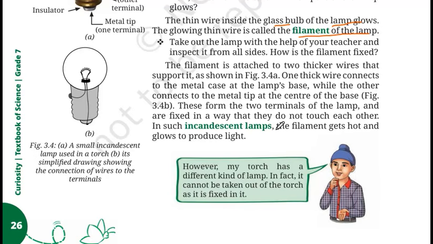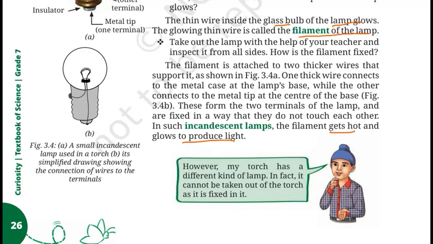In such an incandescent lamp, the filament gets hot and glows to produce light. So how does it glow to produce light? When you give it electricity, what happens? This electricity is converted into heat energy and it heats up the filament, the thin wire. When the thin wire is heated to a huge extent, what happens? It glows. So that heat energy is converted into light energy. All right. So in a torch, the electrical energy is converted into light energy.